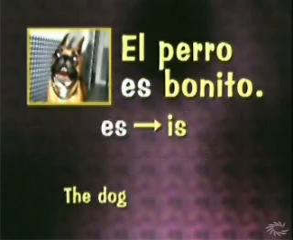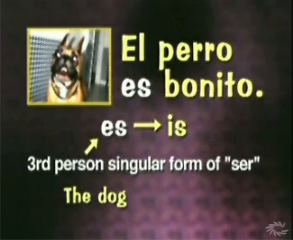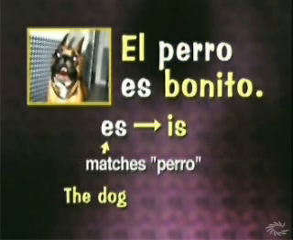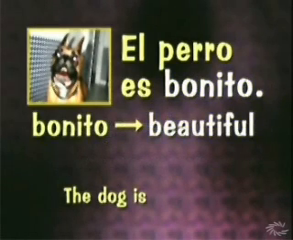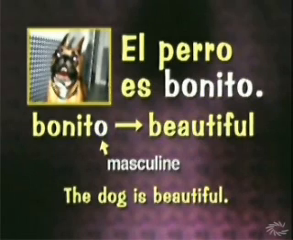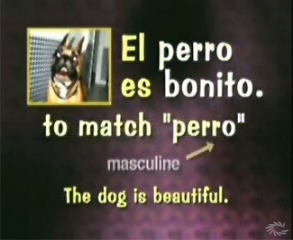Next comes es, which is the third person singular form of the verb ser. Es matches the third person singular noun, perro. After the verb comes our adjective bonito, which means beautiful. Notice the O at the end of bonito, which indicates the adjective is masculine. Why is it masculine? Because it also has to match perro, which is masculine.